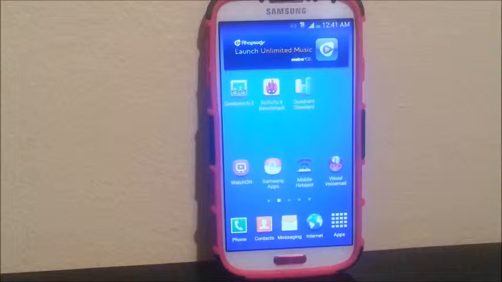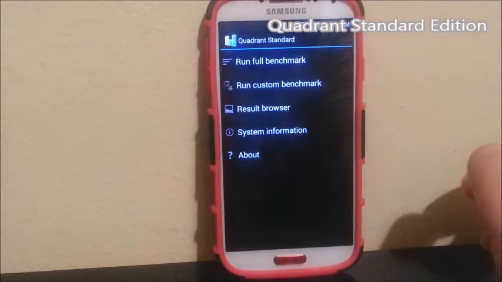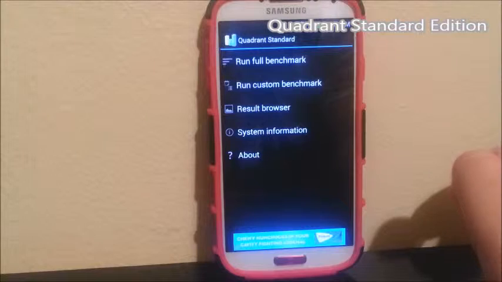Hi everyone, this is the Samsung Galaxy S4 from MetroPCS, and today we are going to be doing some benchmarks to see what results we get. So the first one that we're going to be running is called Quadrant Standard. We're going to be running the full benchmark.